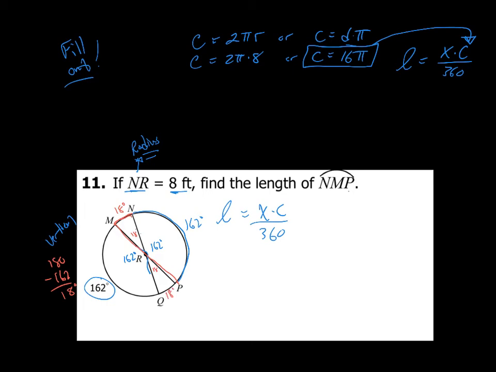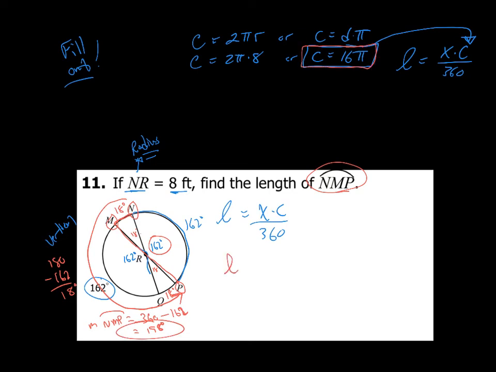They want the length of arc NMP. So starting at N, going through M, and stopping at P, all the way there. I guess that's going to be 360 minus this 162, the only thing that's not in the game. So the measure of arc NMP is going to be 360 minus 162, and that's going to get us 198 degrees. So that 198 plus this 16 pi is all we really needed.